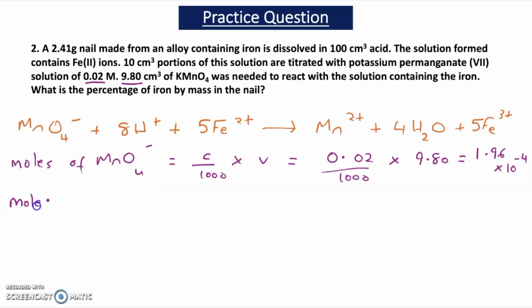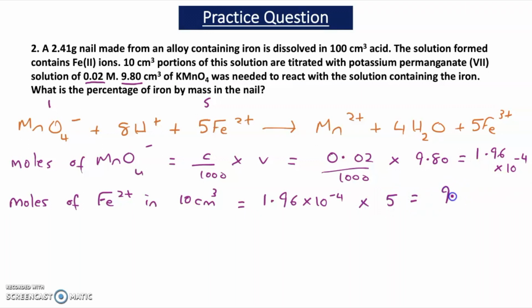Now, once we know the moles of manganate 7, we can work out the moles of Fe2+ by simply using the equation. As manganate 7 and Fe2+ are in a 1:5 ratio, to work out the moles of Fe2+ in these 10 cm³ samples, because that's what was used in the titration, we simply times the number of moles of manganate 7, 1.96 times 10 to the minus 4, by 5. And this gives us a number of moles equal to 9.80 times 10 to the minus 4.